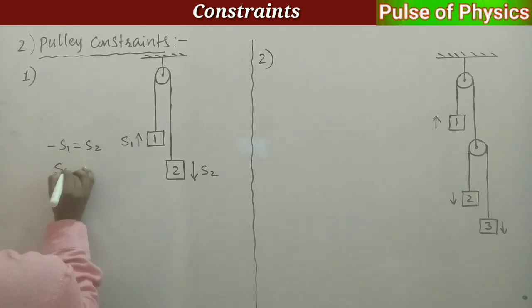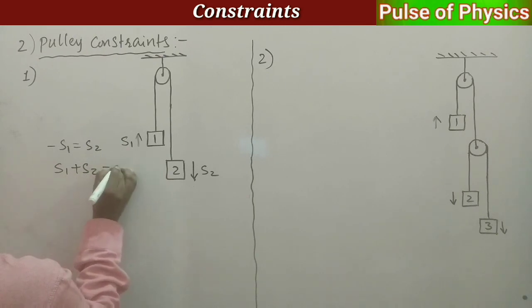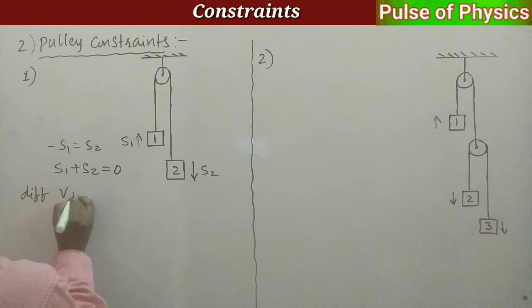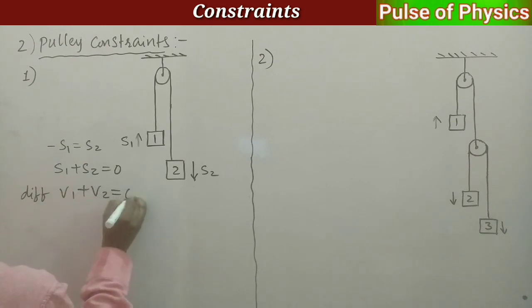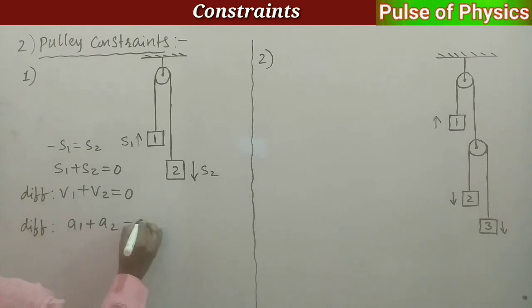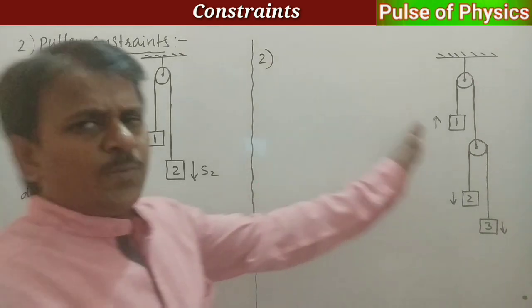In this case S1 plus S2 is equal to 0. Therefore, differentiate this. We will get V1 plus V2 is equal to 0. Again, differentiate with respect to time. We will get acceleration, A1 plus A2 is equal to 0. This is the constraint equation. Come to the second problem.